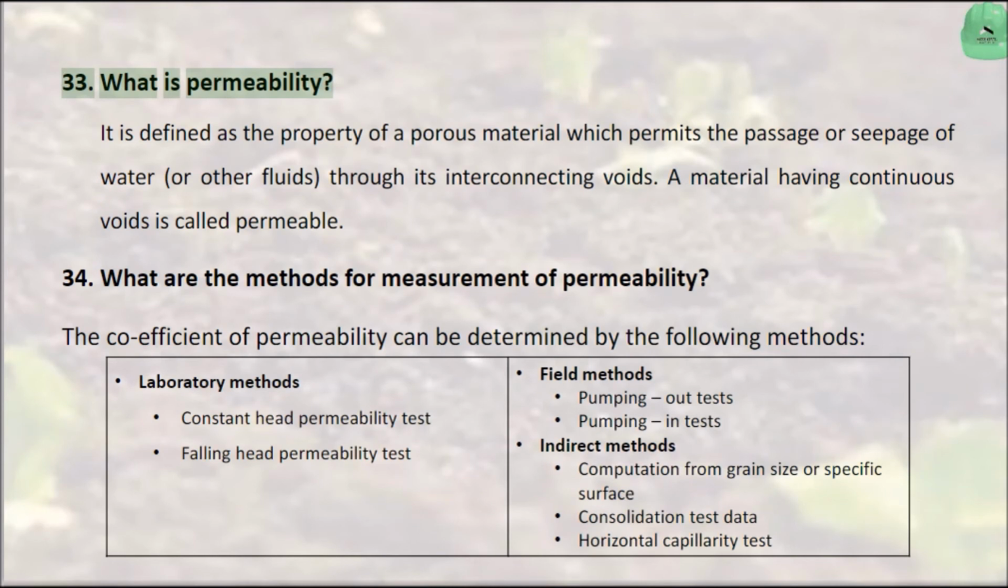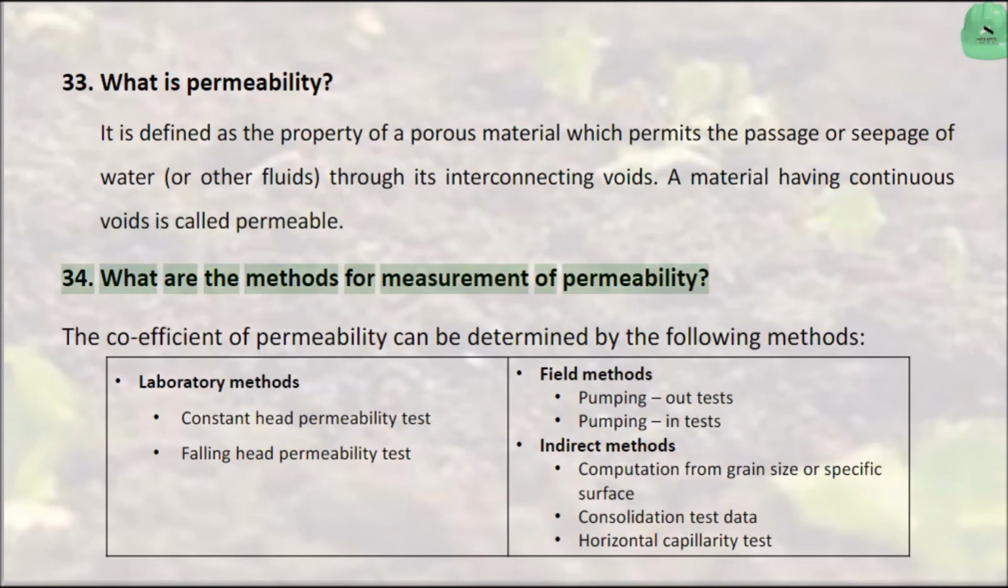What is permeability? It is defined as the property of a porous material which permits the passage or seepage of water, or other fluids, through its interconnecting voids. A material having continuous voids is called permeable.